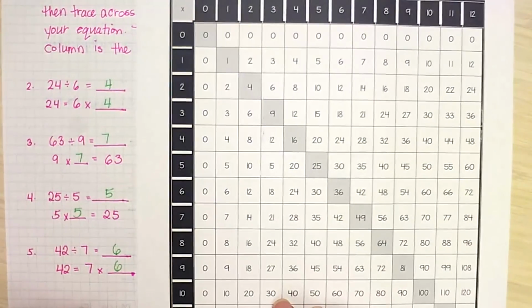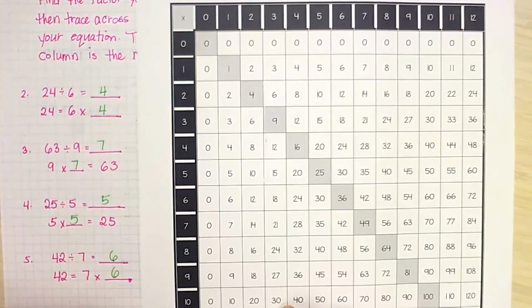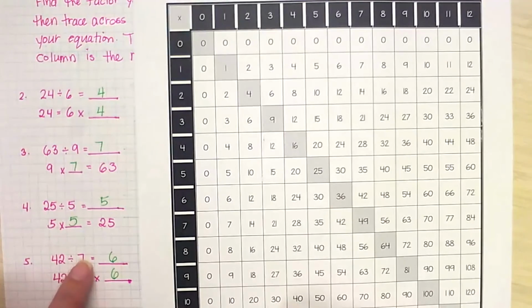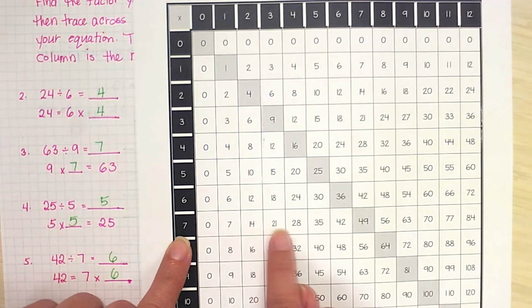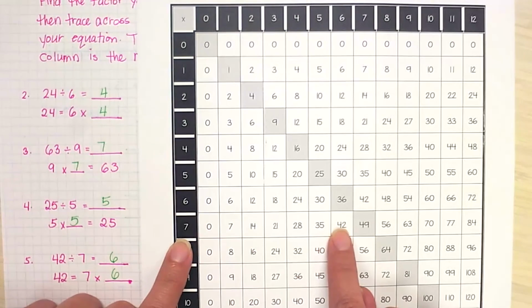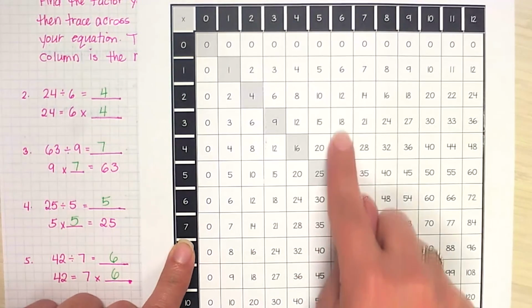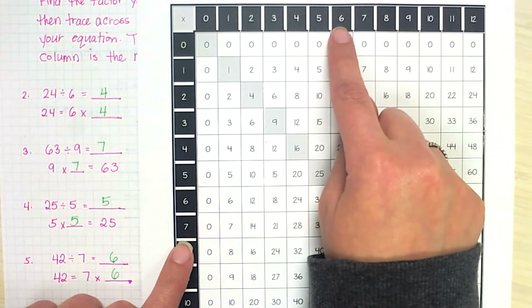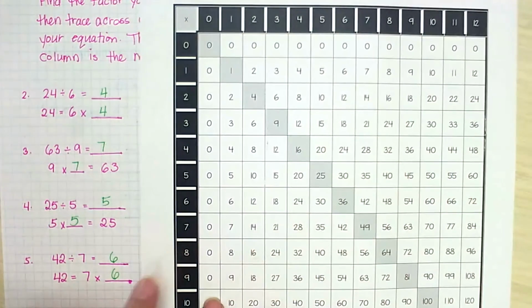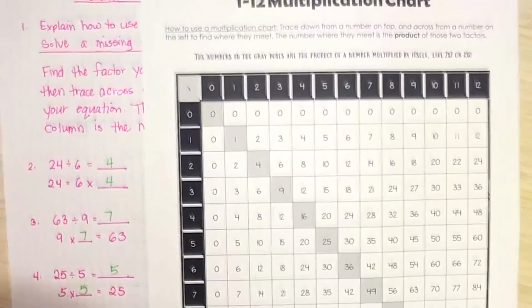And my last one for your guided practice in this lesson is 42 divided by 7. So again, the part that I know is it's a factor of 7. Or 42 is a multiple of 7. 7 times what is going to give me 42? So I'm going to look at my 7s and I'm going to trace them across until I get to 42. Once I've gotten to 42, I'm going to look straight up to the top of that column and I landed on a 6. So 7 times 6 is 42, which means 42 divided by 7 is also equal to 6.